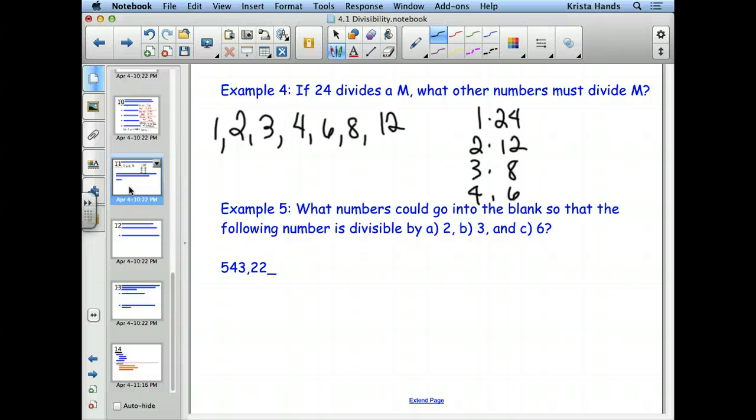All right, what about filling in the blank? We're going to fill in that blank with a number. We want to know what numbers could go in the blank. So the following number is divisible by 2, part A, 2, part B, 3, and part C, 6. So let's start with 2. I just want to know what numbers could go in the blank, so that this whole number, 543,220 blank, is divisible by 2. What number could go in the blank? Right. Any of those numbers could go in the blank and the number could be divisible by 2. How about 3?